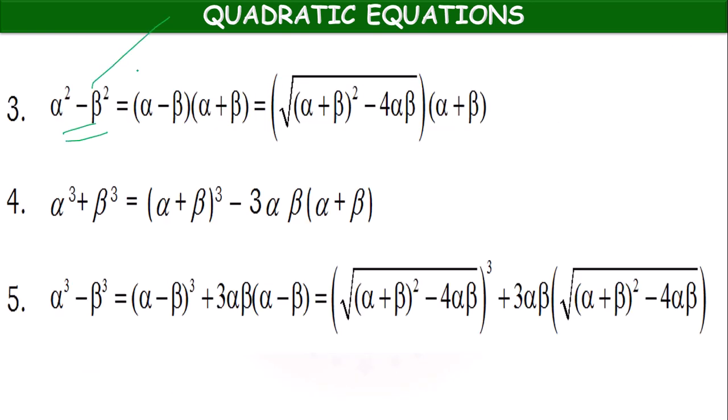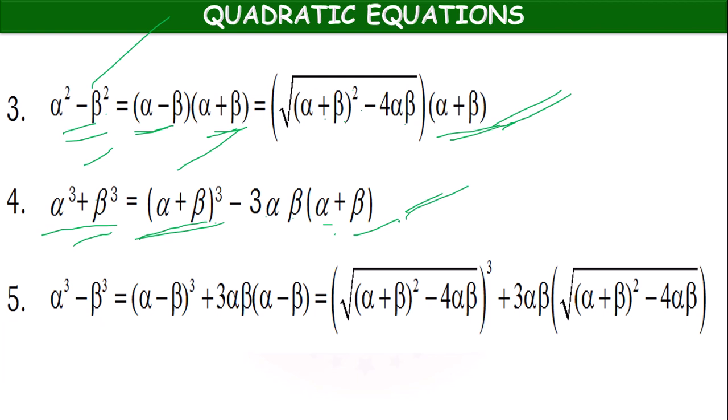Or alpha square minus beta square, alpha minus beta into alpha plus beta. Or root of alpha plus beta whole square minus 4 alpha beta into alpha plus beta. Alpha cube plus beta cube, alpha plus beta whole cube minus 3 alpha beta into alpha plus beta. Alpha cube minus beta cube, alpha minus beta whole cube plus 3 alpha beta into alpha minus beta. Or we can write in this way also.